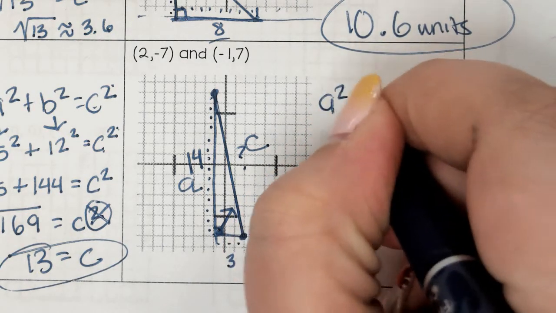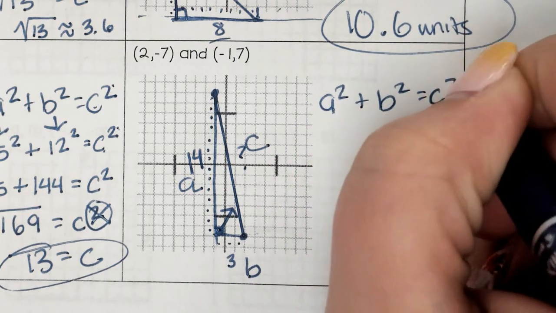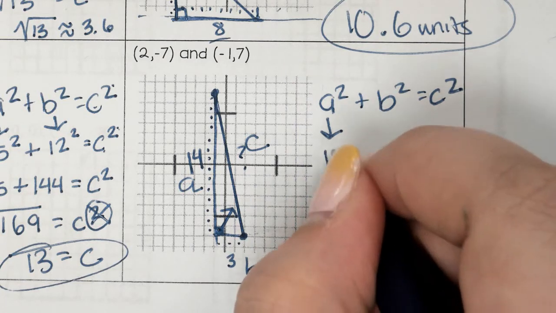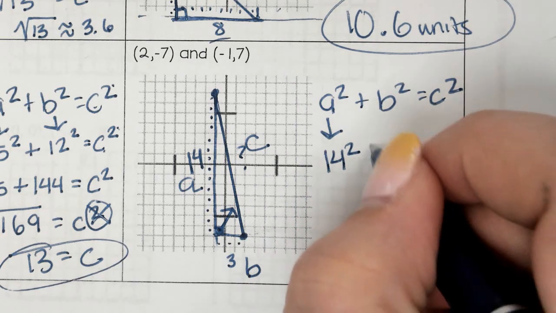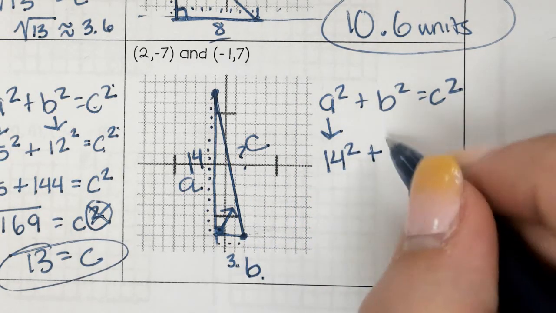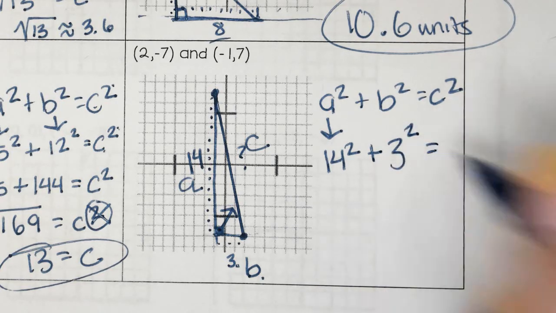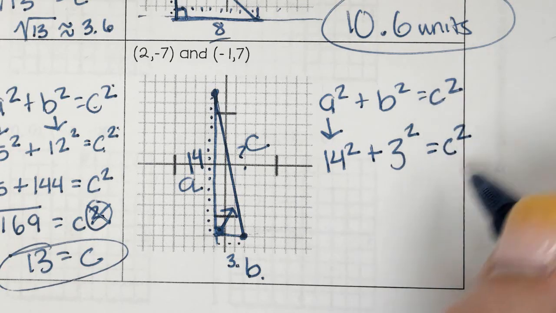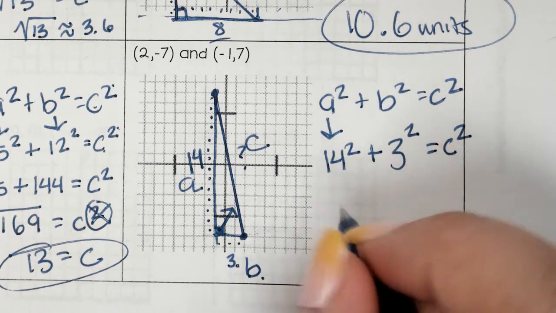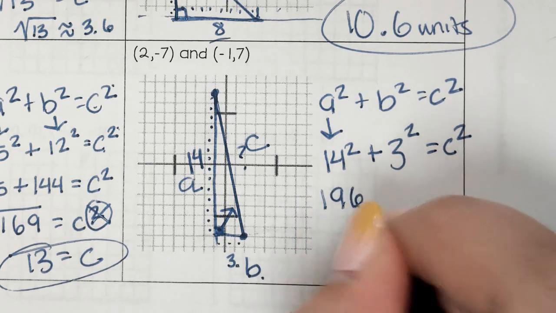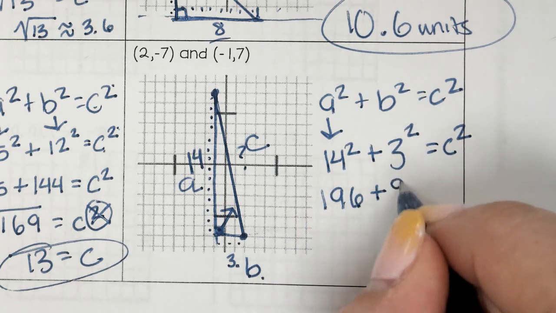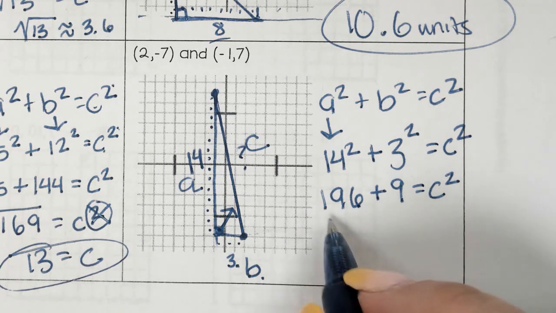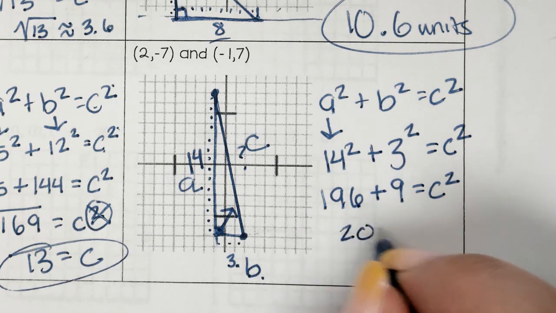We've got A squared plus B squared equals C squared. A is 14, so A squared is 14 squared. B is 3, so B squared is 3 squared. I don't know what C is, so C squared will stay C squared. 14 squared, 196. 3 squared, 9, equals C squared. 196 plus 9 is 205.